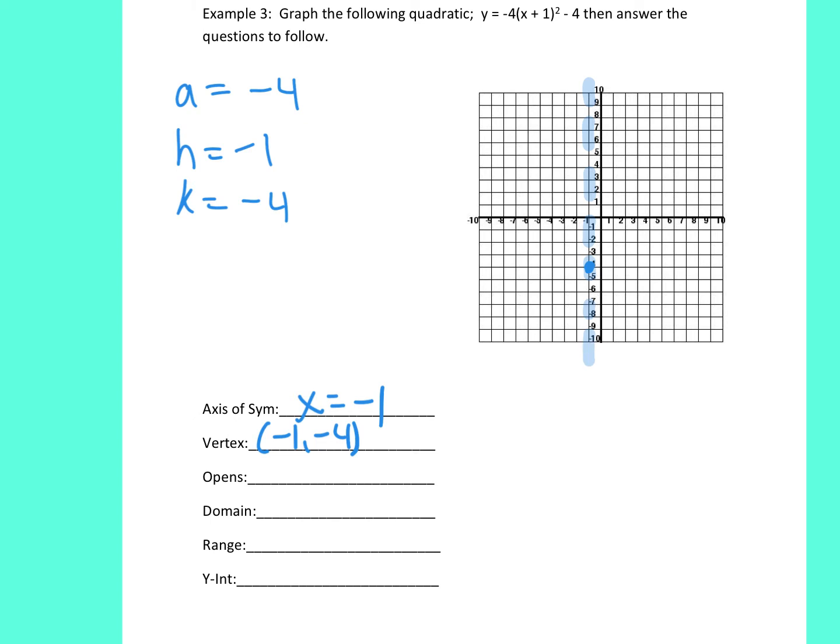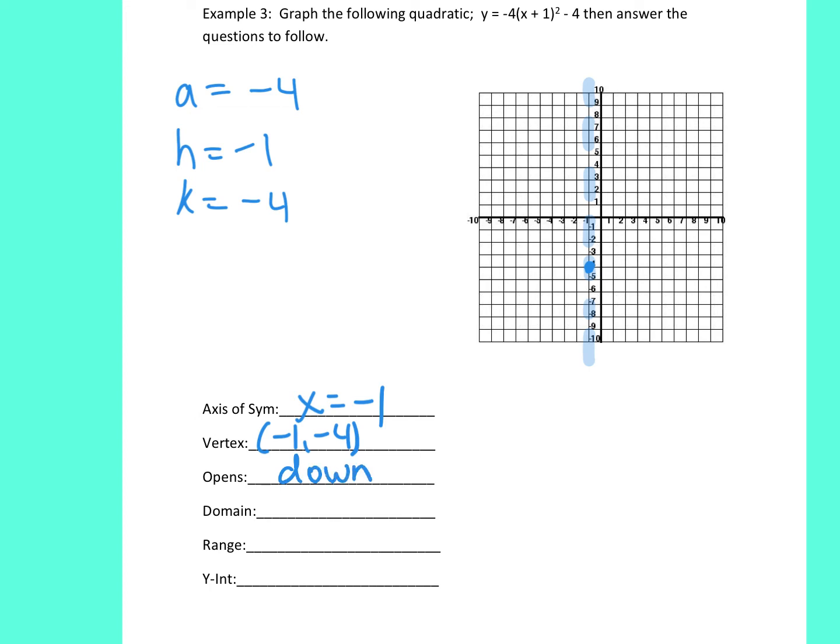Cool. Opening up or down? Ooh, mixed reviews. Raise your hand for up. Raise your hand for down. Good, it is down. How does that work? A is negative. So we just got to look at the A value. Oh, the same thing as standard form. If the A is negative, it goes down. Yep.